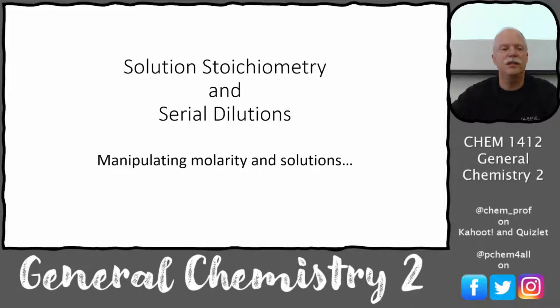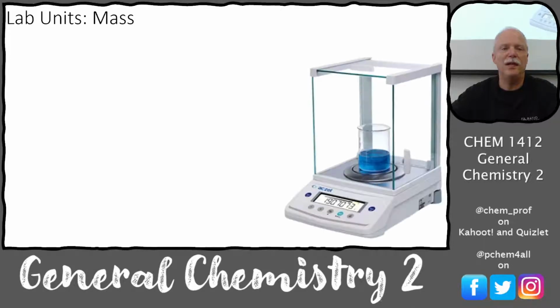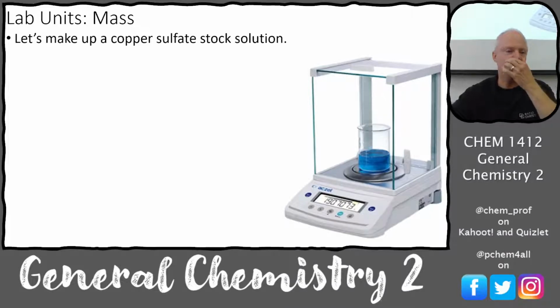Diluting solutions is one of the top needs that we have. So let's start with the typical experiment. We're going to weigh out a certain amount of material. Let's make up a copper sulfate stock solution. If we were doing an experiment that was going to use copper as the analyte, and let's say we were going to analyze drinking water for copper, we would need to figure out how to calibrate our instruments so that they were sensitive to copper.